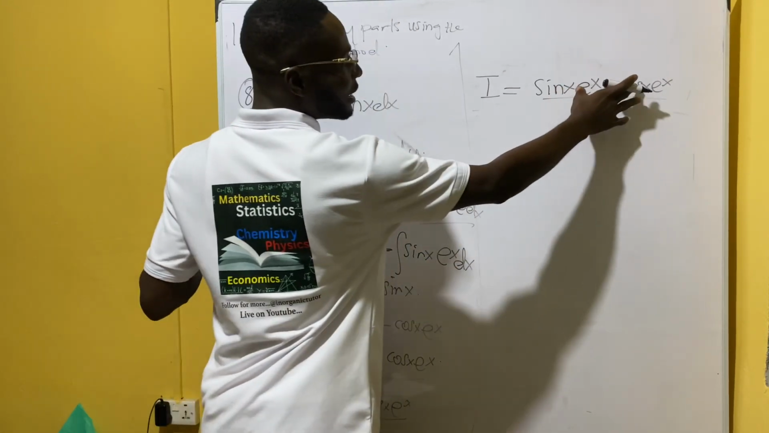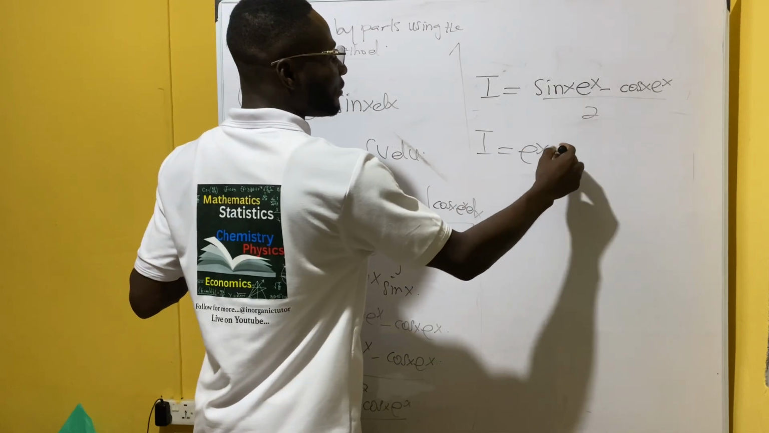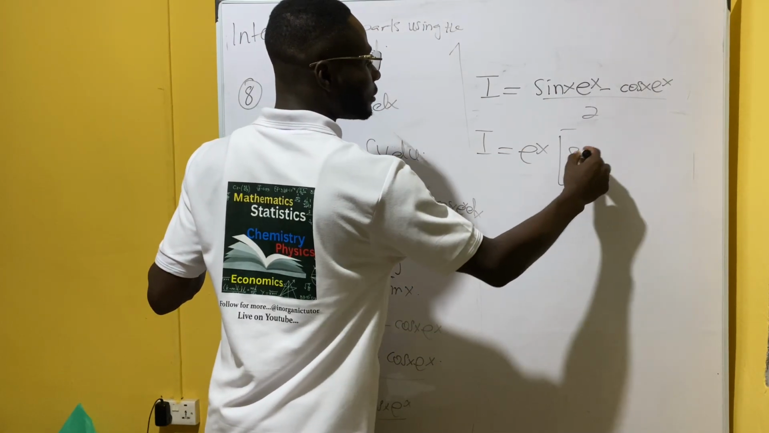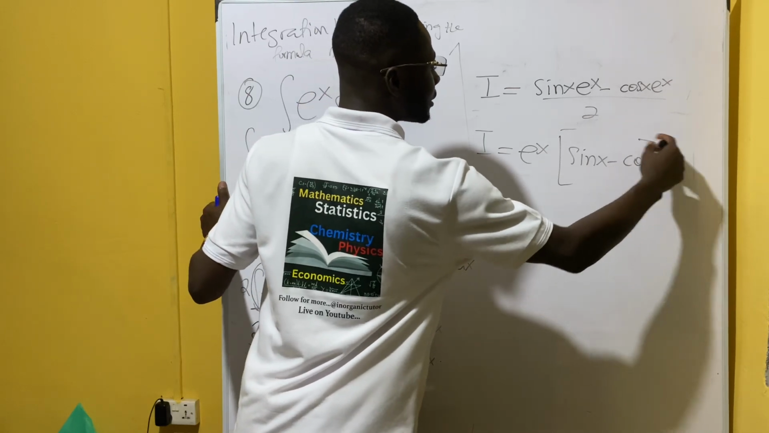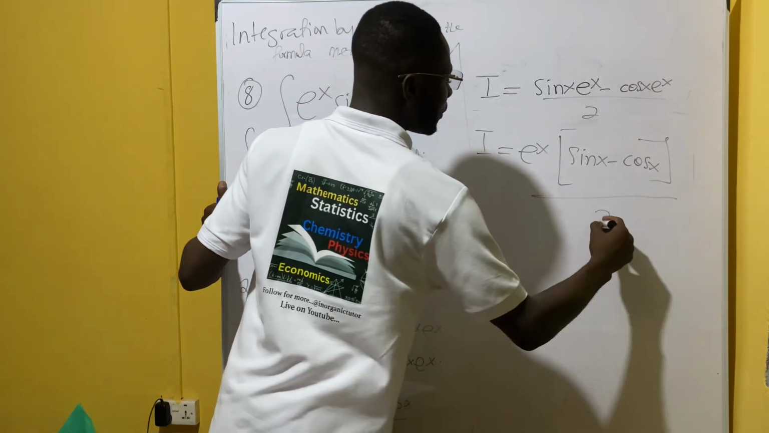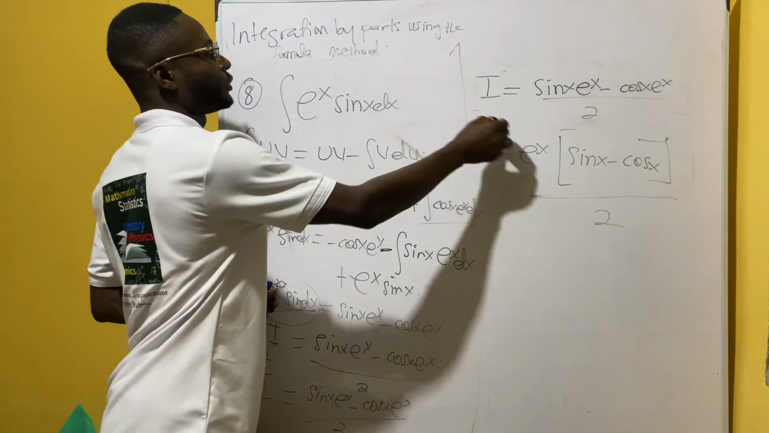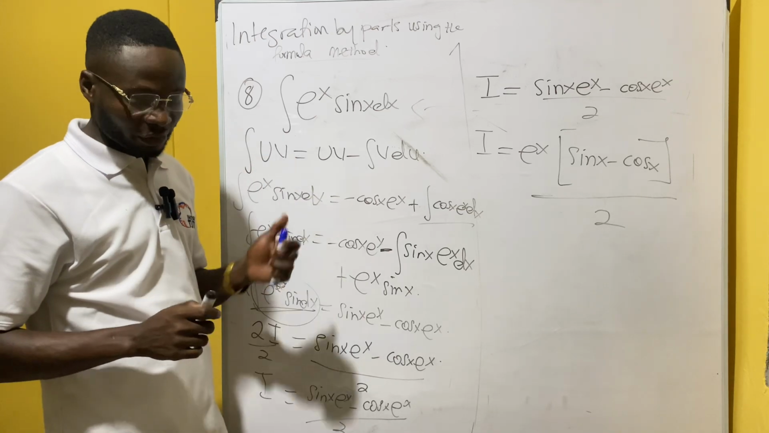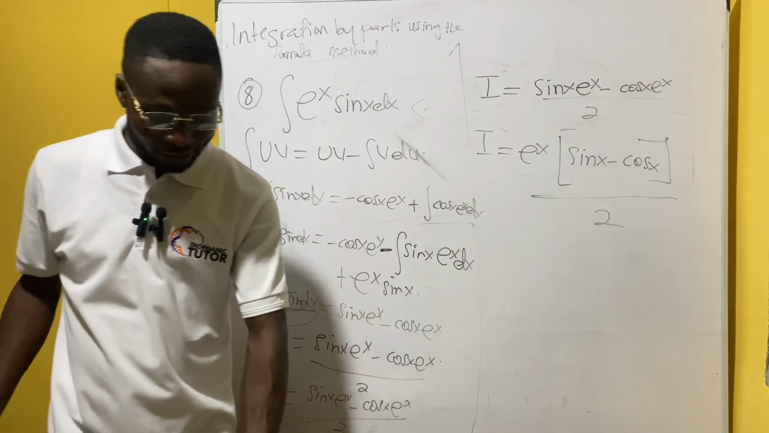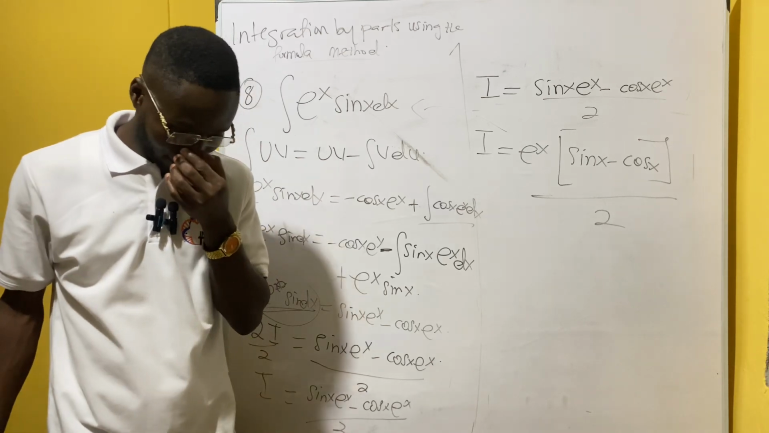But we can factor e power x out. So when we do that, we have e power x out, sine x minus cos x all over 2. And that is the solution to this particular problem. And that is the 8th problem. Let's look at the 9th problem, and we will end it here.